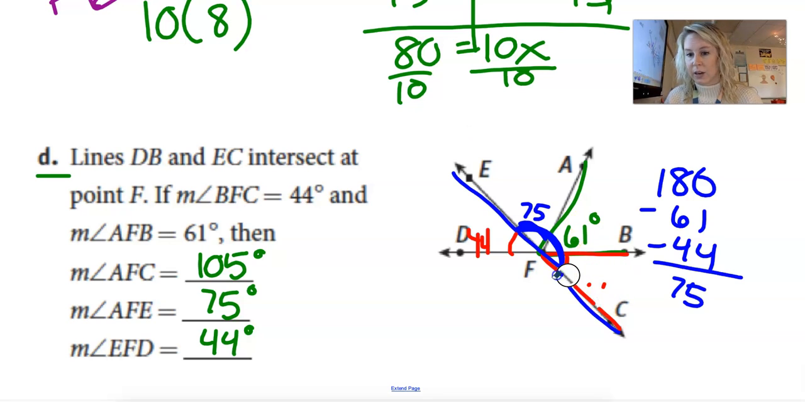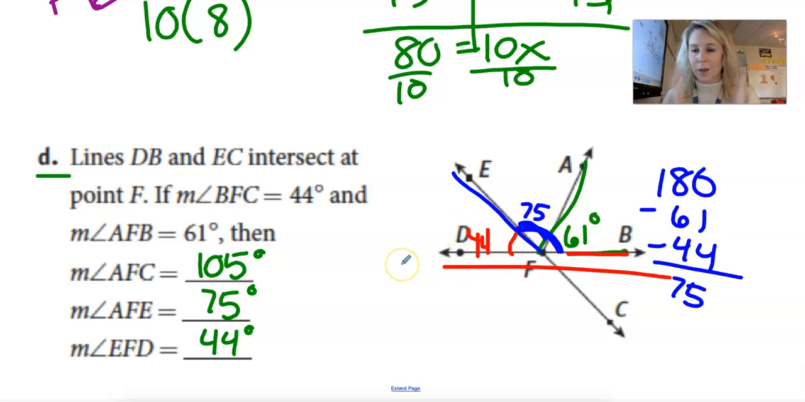Or like I said, we can ignore this line here and then look at the linear pair going this way. And so the 61 and the 75, take those away from 180 to give you what's left of 44. Up to you. All right. So that is the angle addition postulate. Biggest things, make sure you draw a picture to visualize it. Make sure you label it. And then use your knowledge of part plus part equals whole.